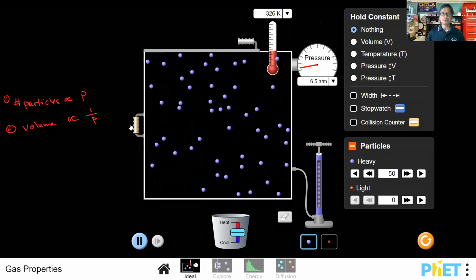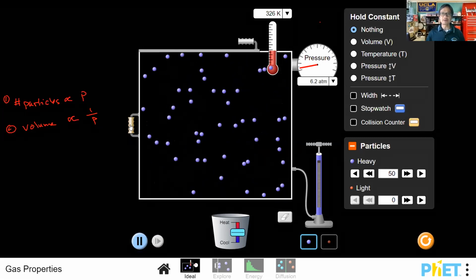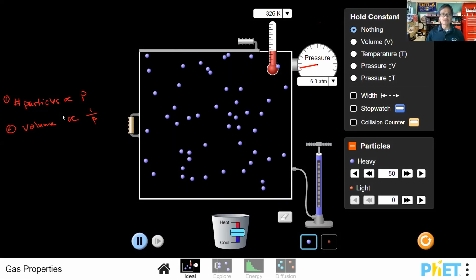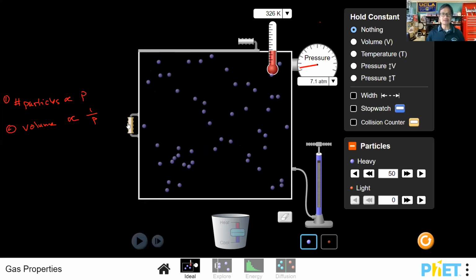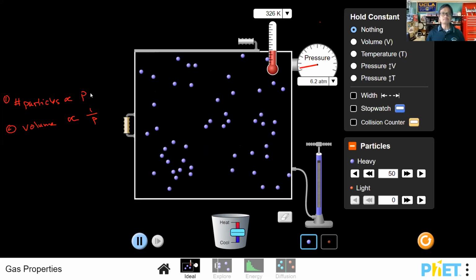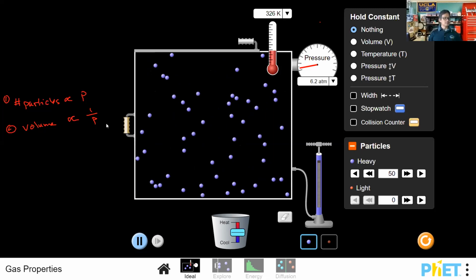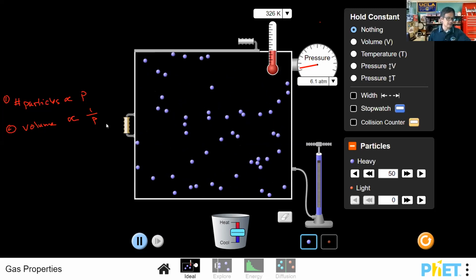So if you notice here, by opening up the volume, by making the space bigger, the pressure goes down. So that explains the second relationship here. So we see then that number of particles affect pressure, volume affects pressure. What's the only other factor that we can consider then that's going to affect pressure?